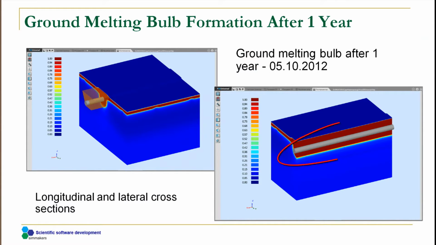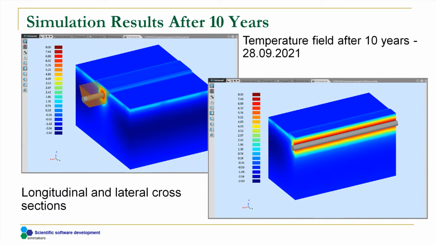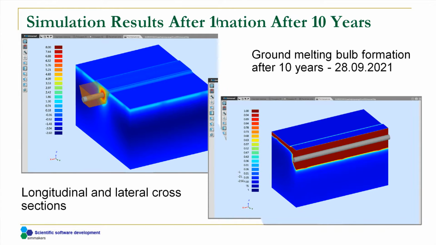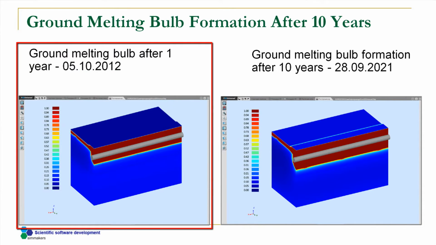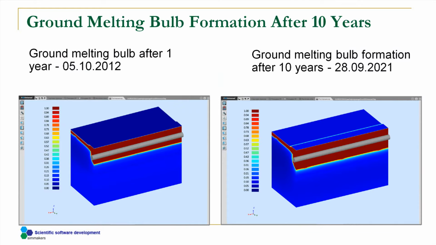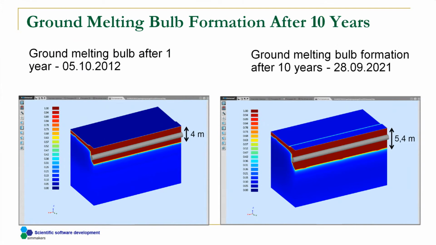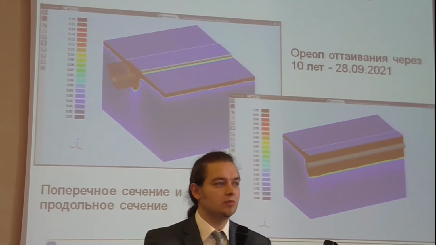After 1 year, we can see the temperature distribution in longitudinal and lateral cross-sections. Here is the ground melt bulb formation. In the red area, the ice will melt completely within 1 year. Here is the result after 10 years. If we visually compare the ground melt bulb formation after 1 year and after 10 years, we immediately notice that it is expanded after 10 years. These results enable us to foresee what will happen in 10, 20, or 50 years. It is possible to predict major destructive events decades ahead.